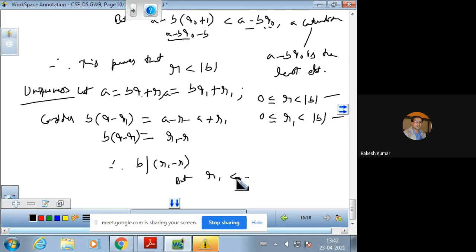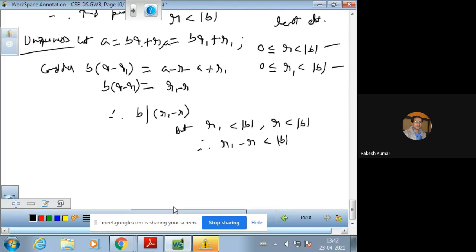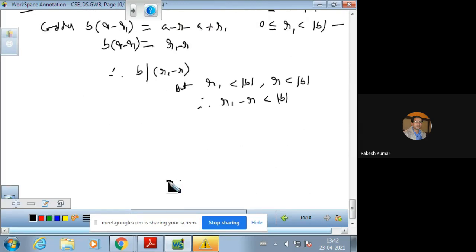But what do we have for R1? Less than B mod, and what do we have for R? Less than B mod. So it follows that R1 minus R should be less than B mod. So which suggests that, what does it mean? R1 minus R is less than B modulus. So therefore R1 minus R should be 0.